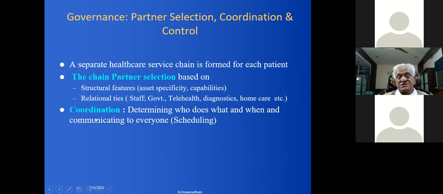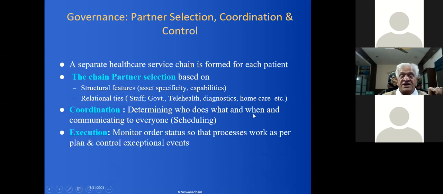In other words, when the patient goes to the hospital for the clinical tests, whatever is done is all determined: when, and committing to everyone, all the scheduling is done by this fellow, and execution, monitoring order status and the process. So the patient's travel through the entire chain is monitored by this governance. For example, Amazon or Flipkart knows when you order something whether it is delivered or not, whether the customer has rejected it, he's not there, everything is known. And this monitoring is done by this.